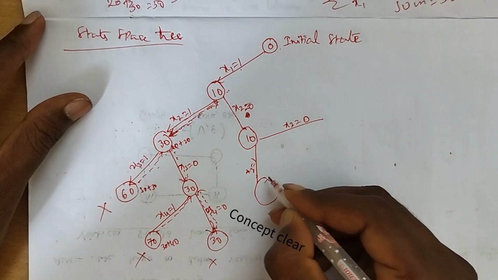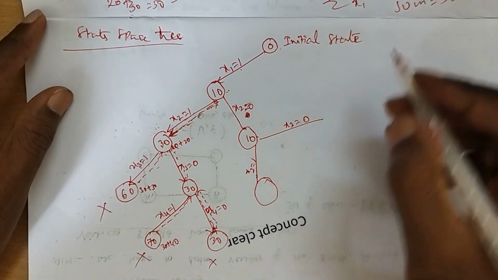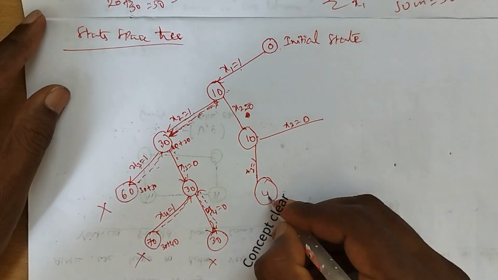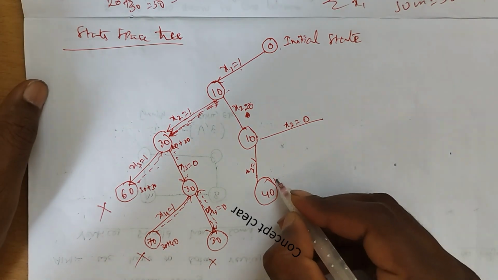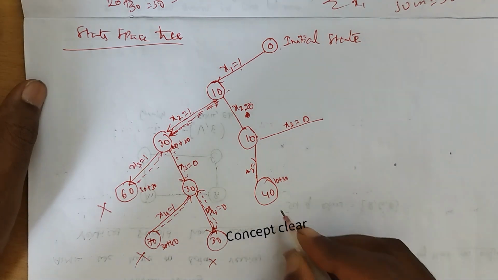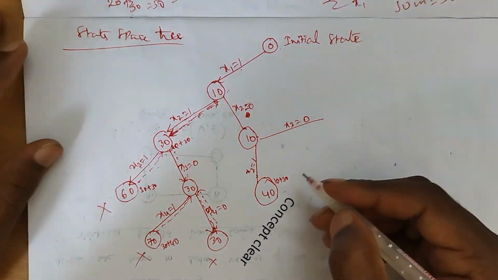x3 equals 1 means what is the value? Previous value is 10. Here 30 is considered. So 10 plus 30 is 40. So here x3 is 30, and 10 plus 30 equals 40. So it is considered. Okay, x3 is completed.